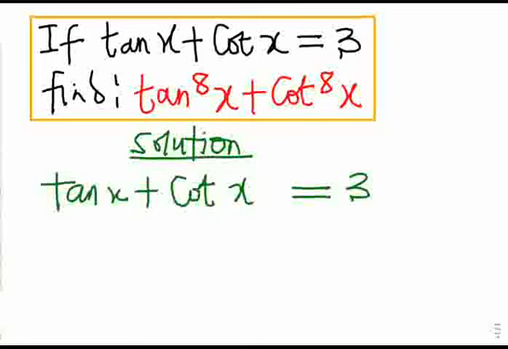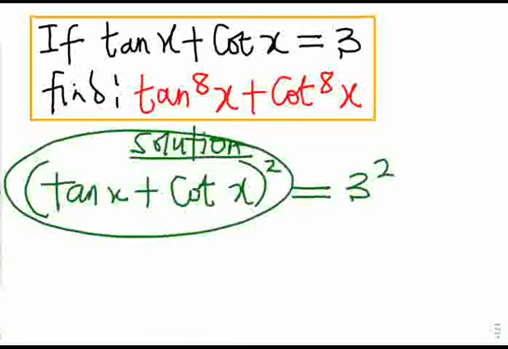My method here will be to find the sum of their squares. After that, I will find the sum of their 4th powers before finally finding the sum of their 8th powers. So I will begin by squaring both sides. The left hand side is squared and the right hand side is equally squared.